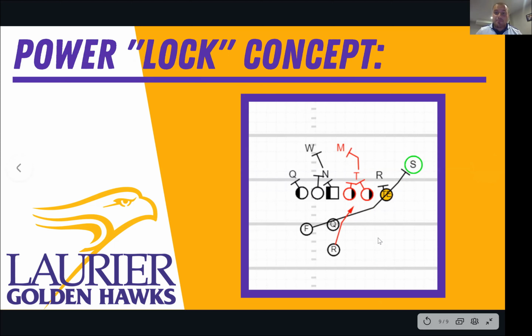We're going to run the same power concept. So we're going to have our power counter double, second linebacker in the box. Now we're going to add a tight end or a fullback on the front side. He's going to be our kick out.